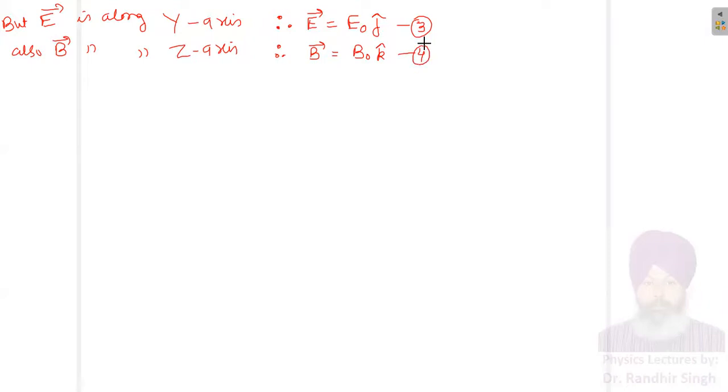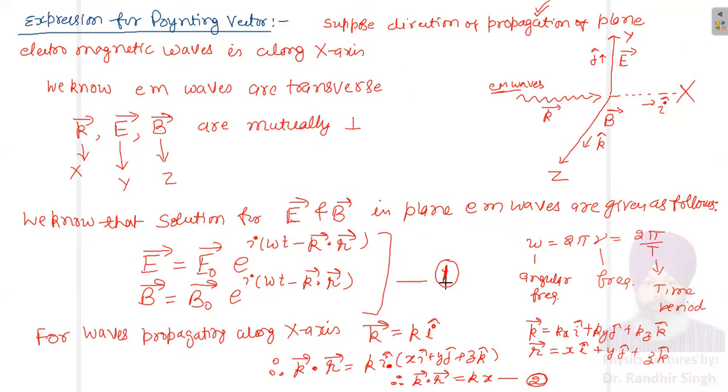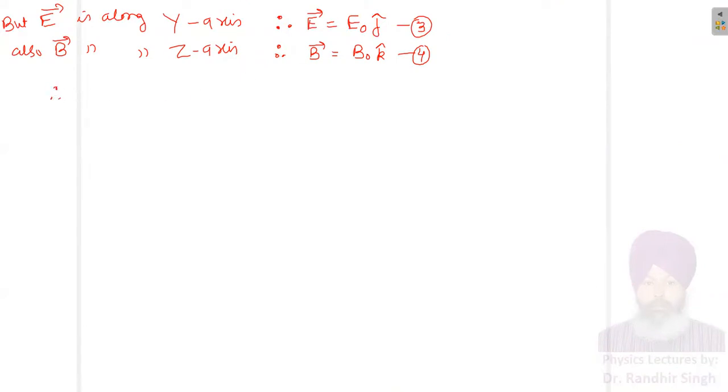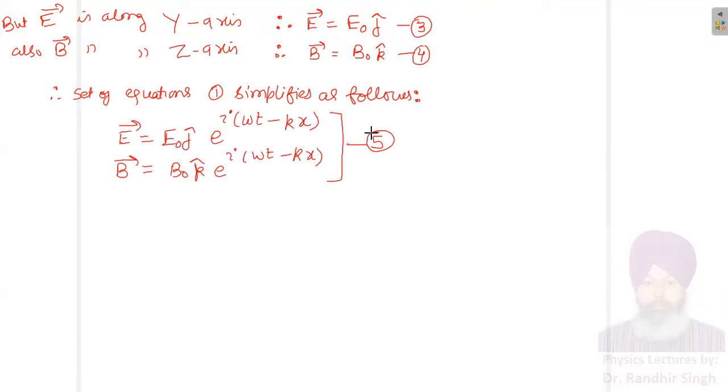So with these modifications, our equations mentioned in 1 simplify as follows. Let me write the simplified equations. You can see these are the simplified expressions for electric and magnetic flux density.